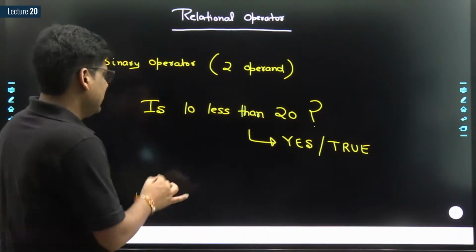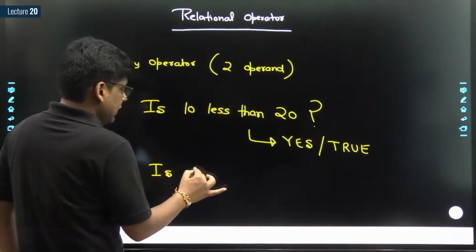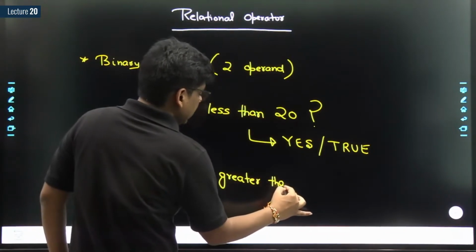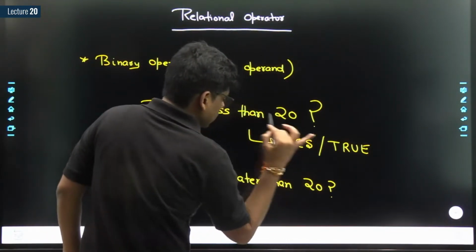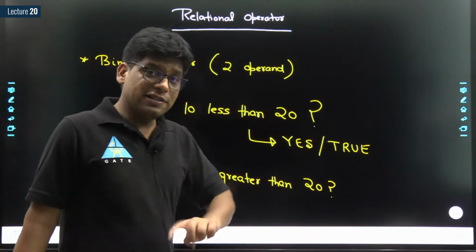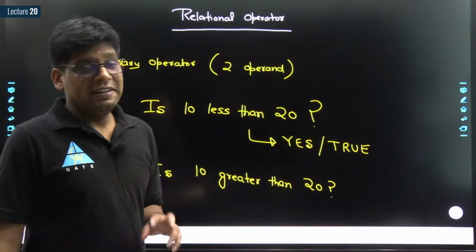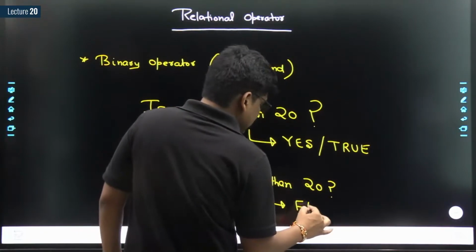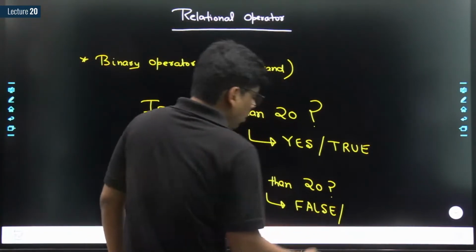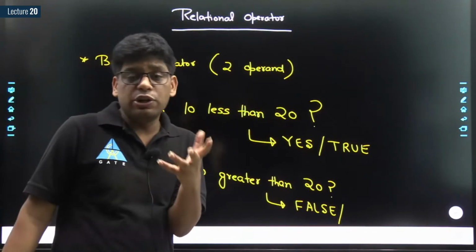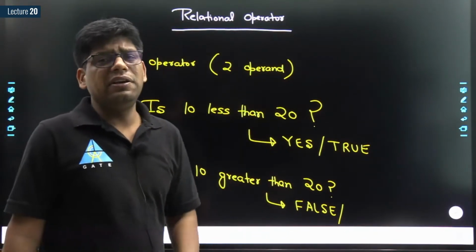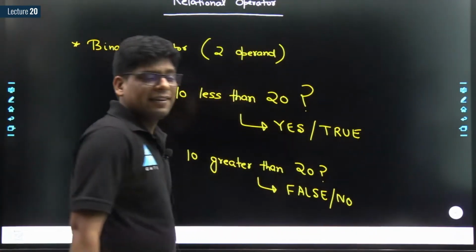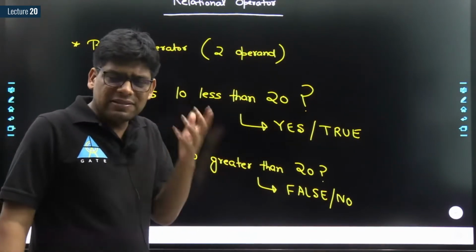Let us suppose I will ask you again, is 10 greater than 20? If someone says this is a statement, is this statement true or false? This statement is false. 10 is not greater than 20. That is why this statement is false. Or if someone asks you a question, is 10 greater than 20, what will you say? Yes or no? We will say no. And this is nothing but relational operator. That's how relational operator works.